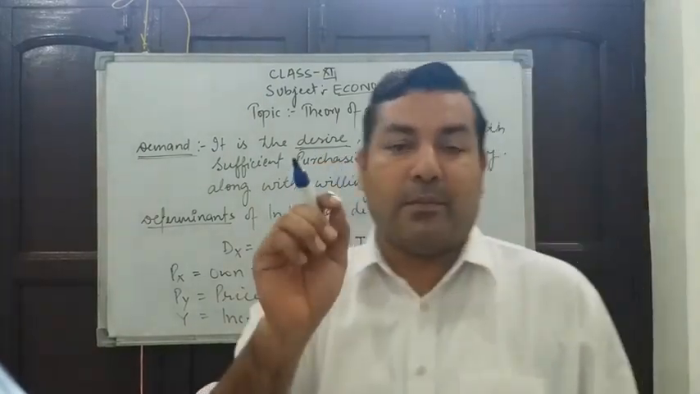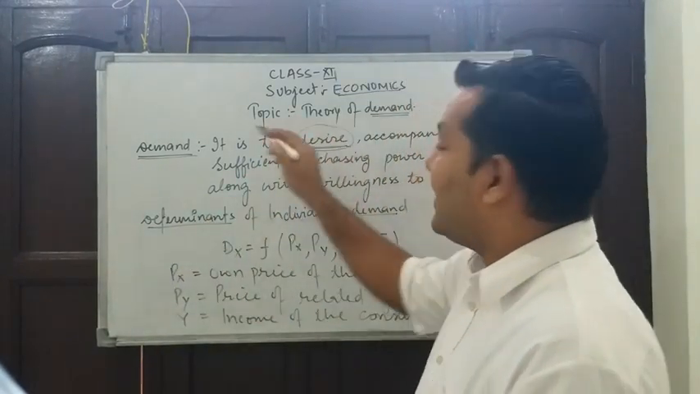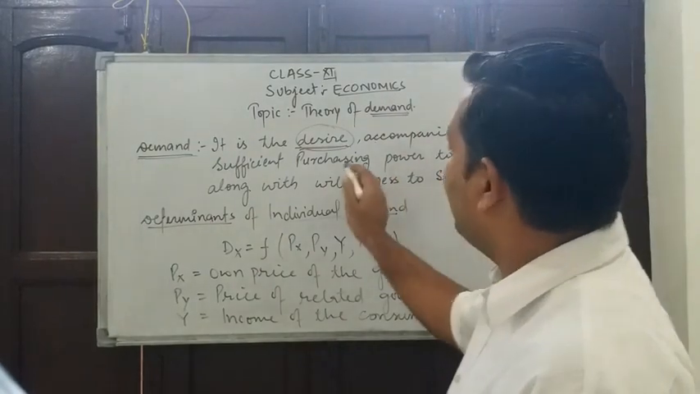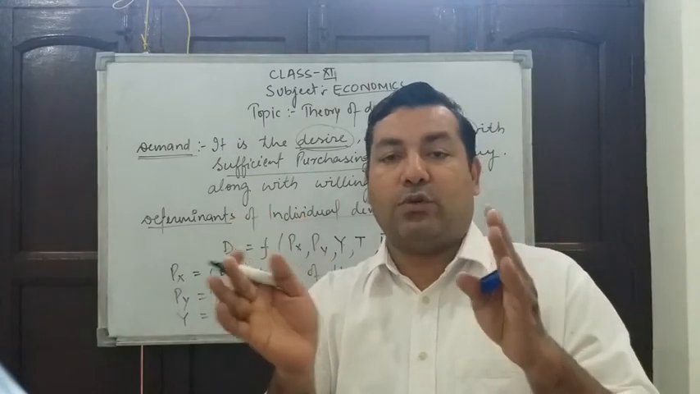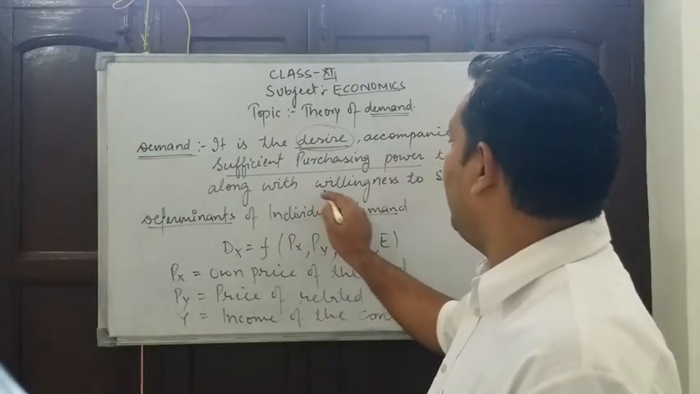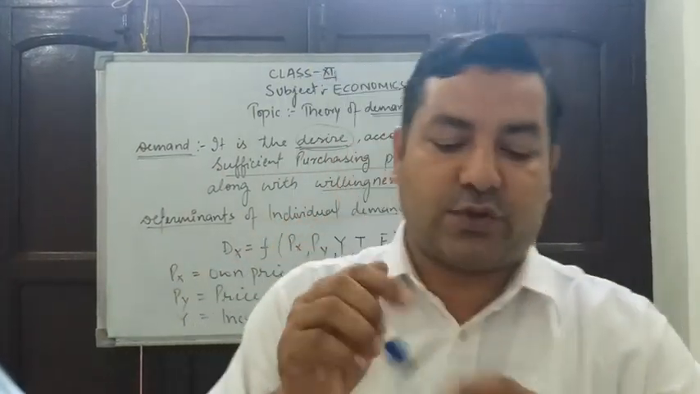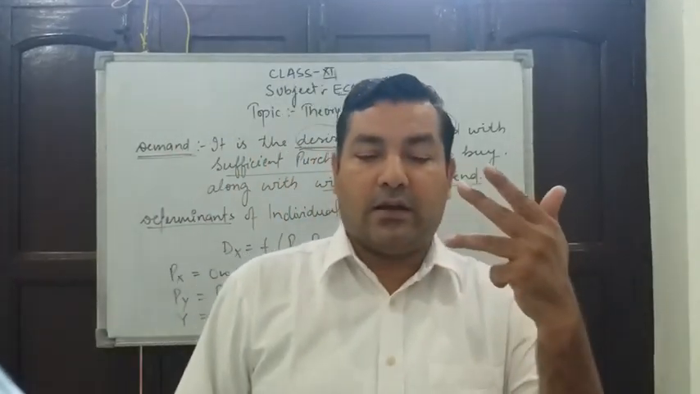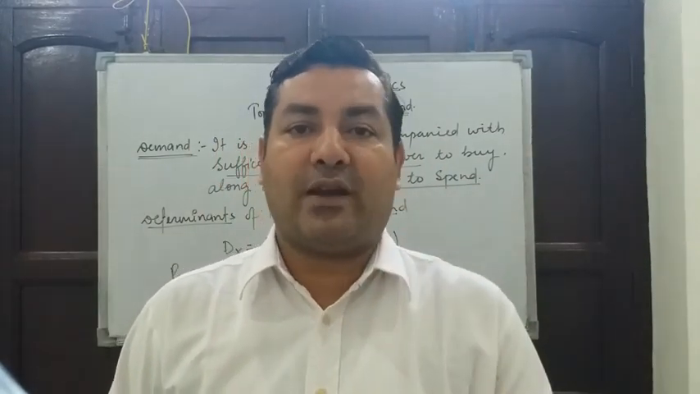So demand will be completed only when there would be three things. First, the desire to buy a good, then sufficient purchasing power. I must have that amount to buy that good, and I must be willing to spend the money. So there are three characteristics which make a demand. First, desire to buy a good. Second, sufficient purchasing power, that means money in my pocket. And third one, my willingness to spend the money.